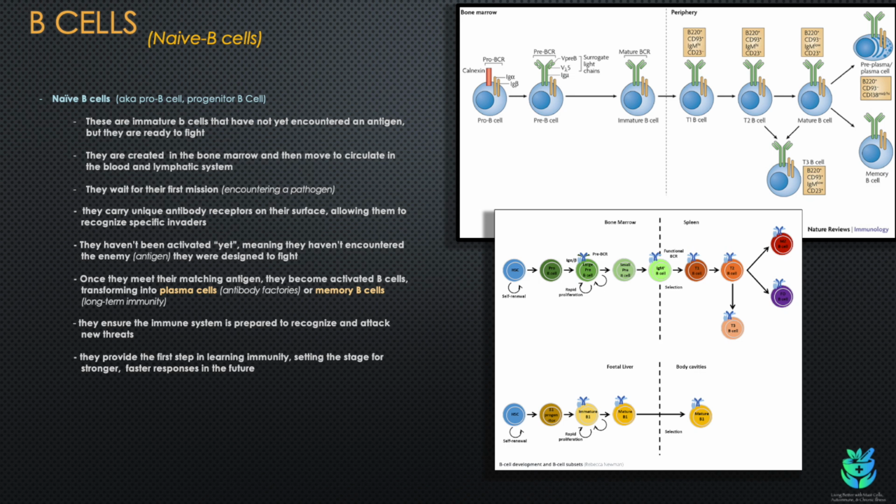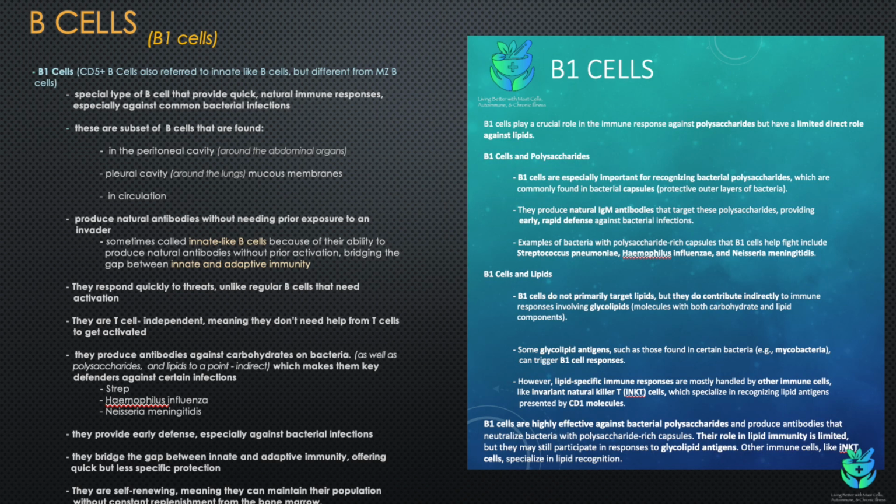Once they meet their magic antigen, they become activated B cells, transforming into plasma cells or memory B cells. The plasma cells are antibody factories, and the memory B cells are long-term immunity. They ensure the immune system is prepared to recognize and attack new threats. They provide the first step in learning immunity, setting the stage for stronger, faster responses in the future.